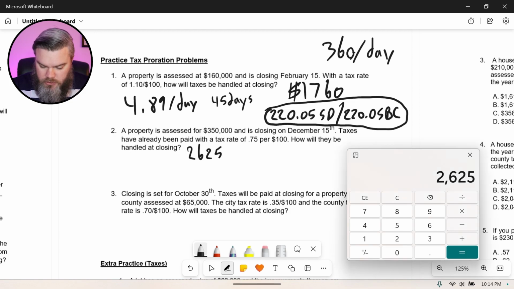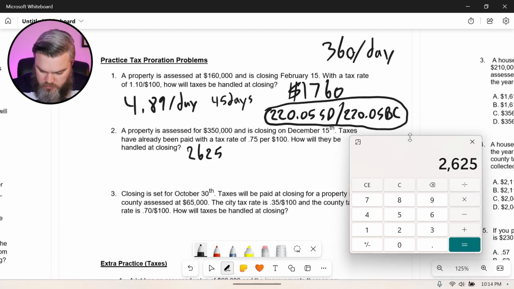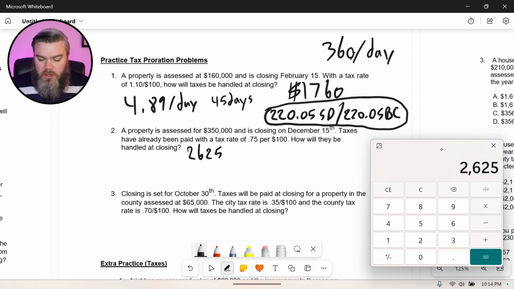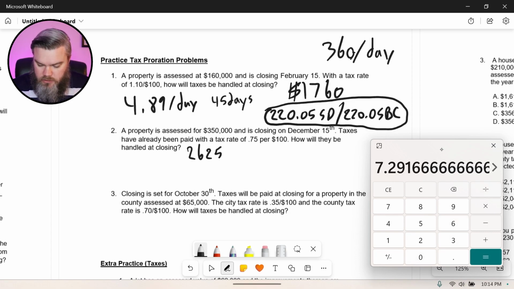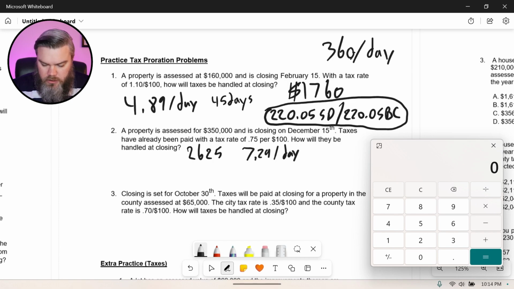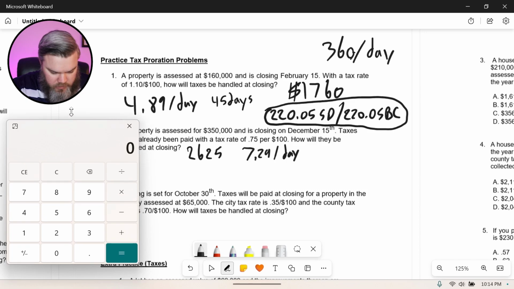And so same steps as before. 360-day scale is what we're going to do. Let me make this just a little bit bigger. There we go. So let's take our 2,625, divide it by our 360 to get our per diem of 7.29. Okay. And then path of least resistance. Let me show you what I mean by this. It might help if I make this even a little bit bigger for the next one.